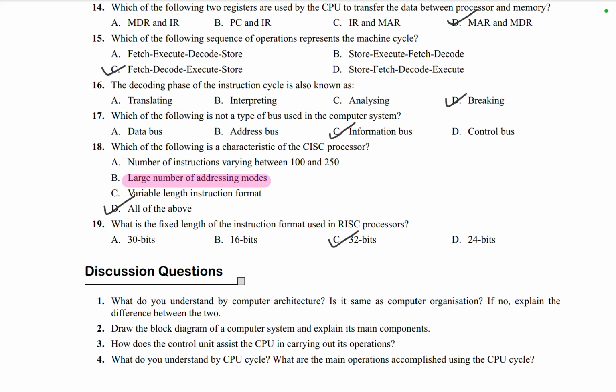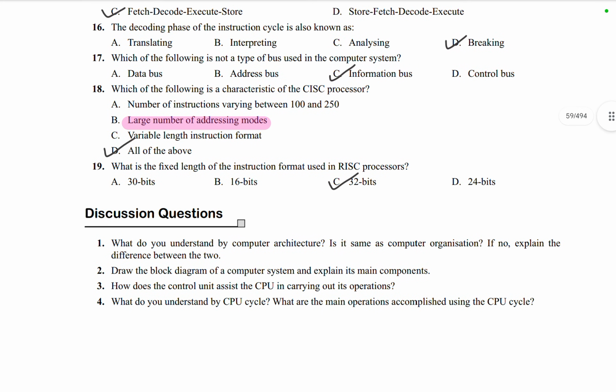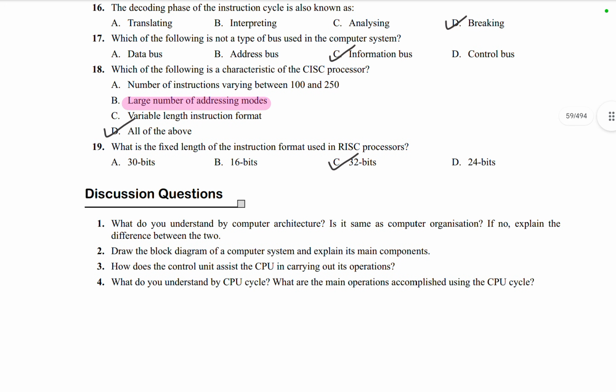Which of the following sequences of operations represents the machine cycle? Fetch, decode, execute, store. FDES. Decoding phase of the instruction cycle is known as breaking. Which of the following is not a type of bus used in computer system? Information bus.